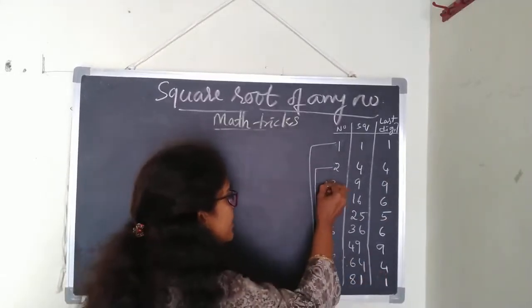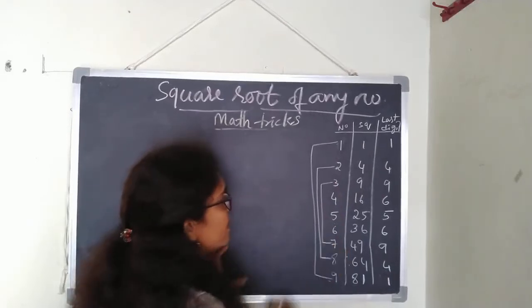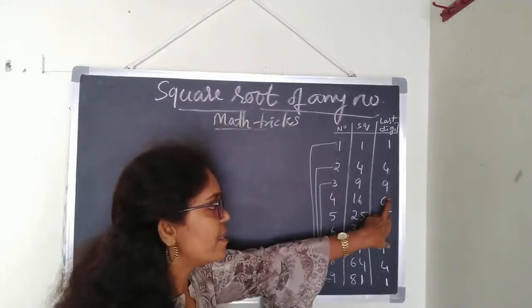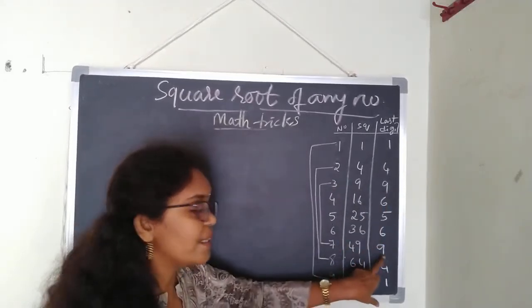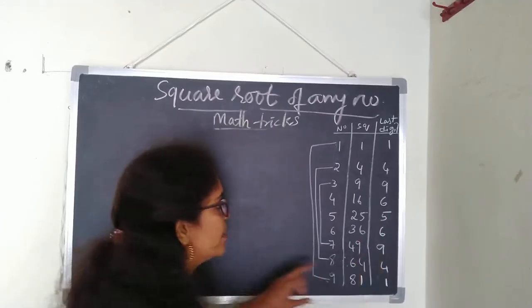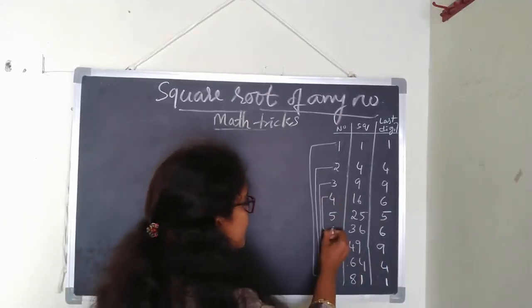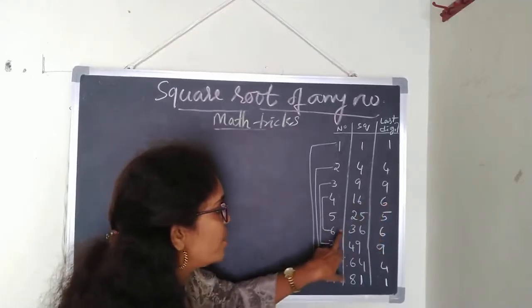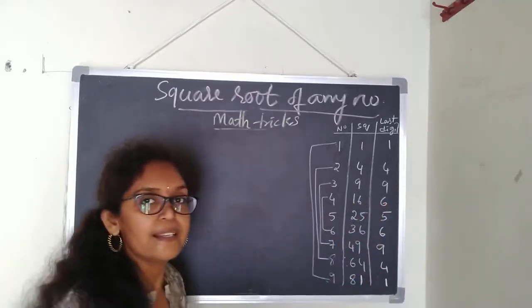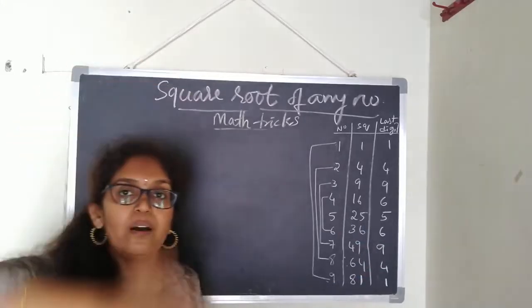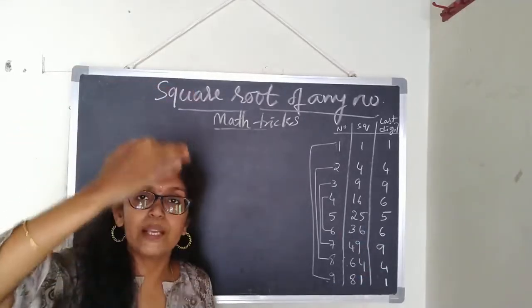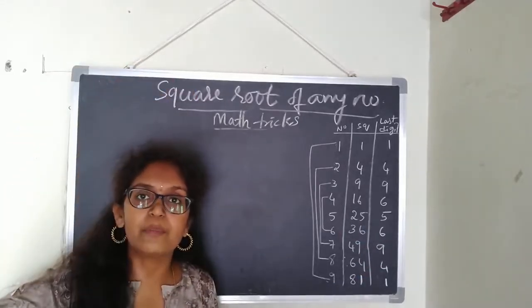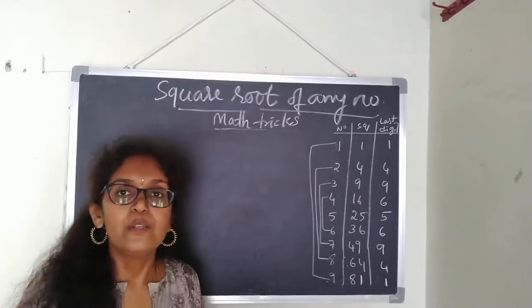Next, 3 and 7. 3 square is 9, the last digit is 9. 7 square is 49, the last digit is 9. 4 and 6: 4 square is 16, the last digit is 6. 6 square is 36, the last digit is 6. So if you write the numbers 1 to 9, the first and the last number have the same last digit in their square.